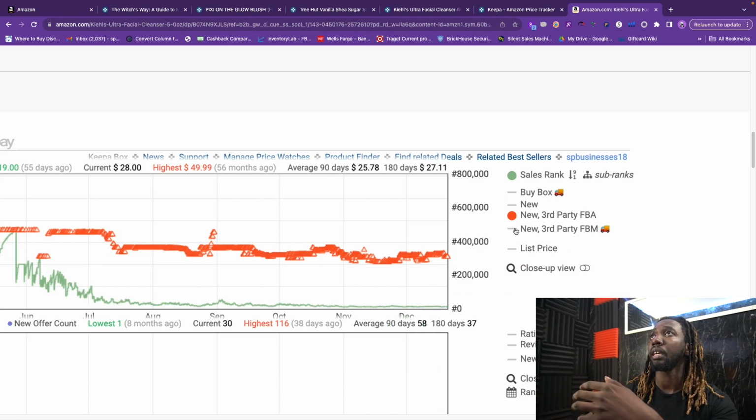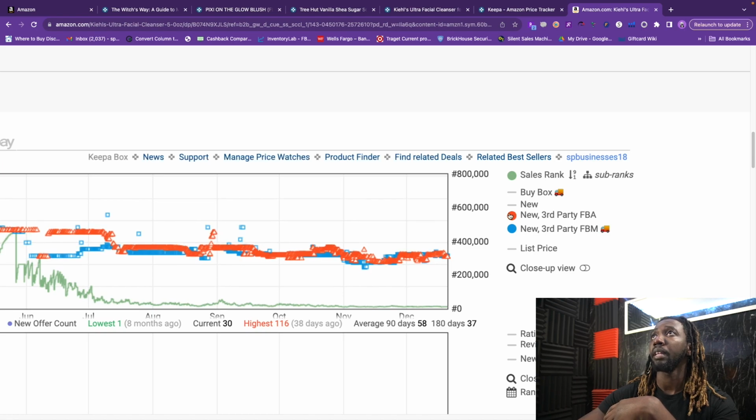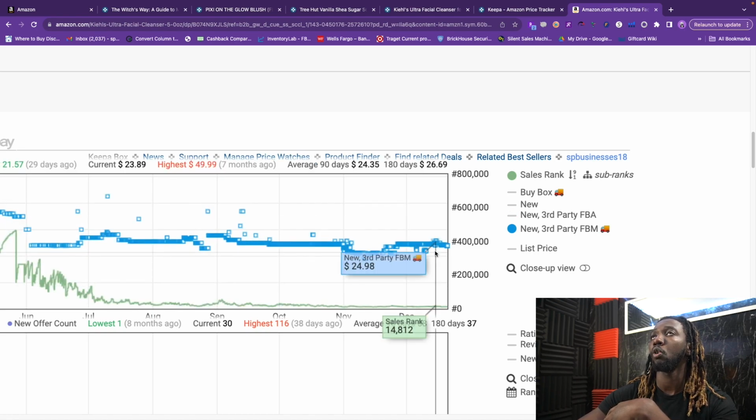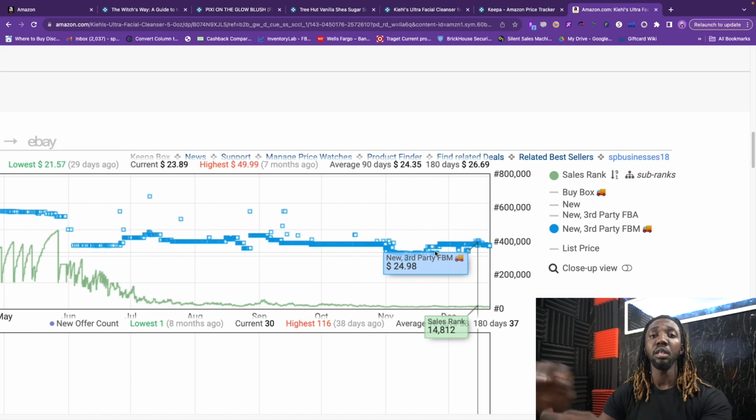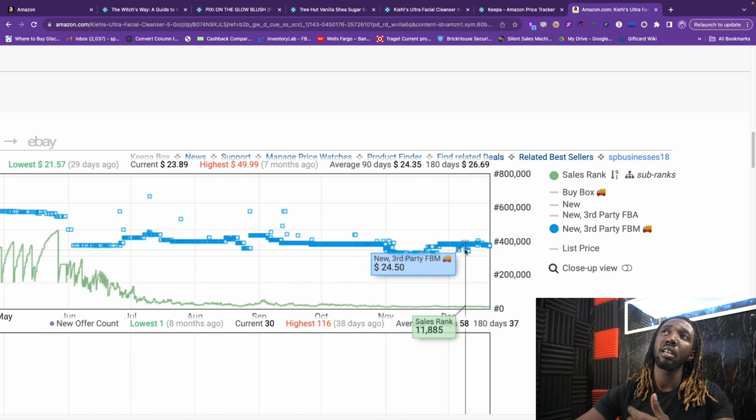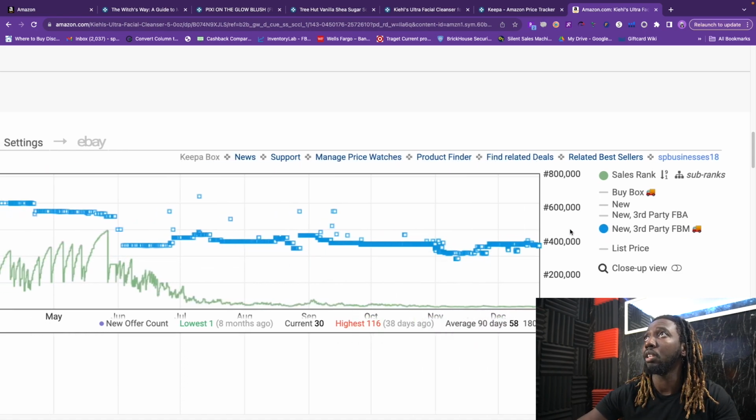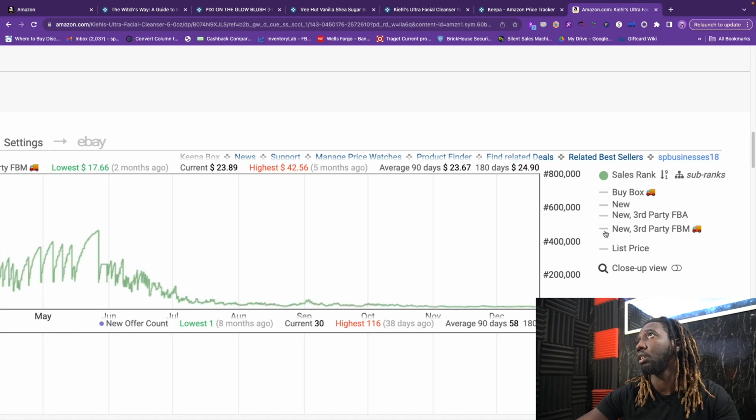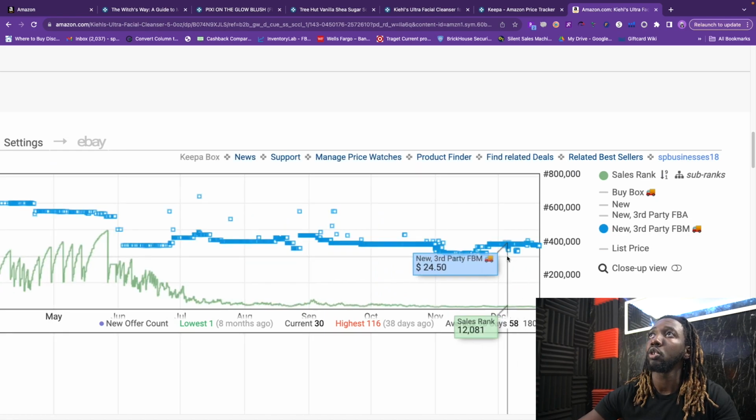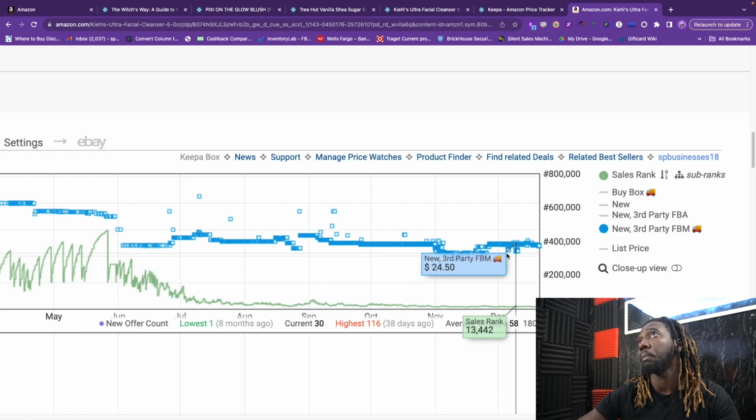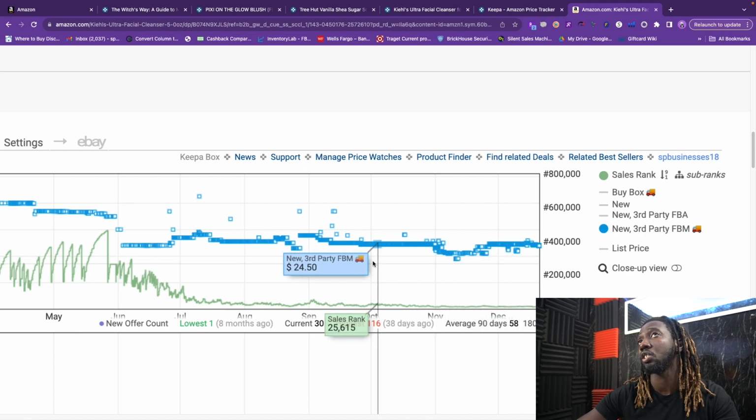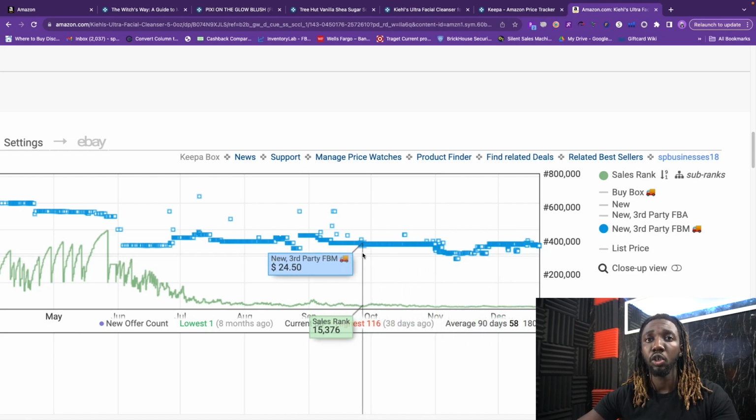The next thing we're going to look at here is FBM. Now, if you choose to keep this home and FBM it, meaning you ship directly to the customer when they buy it, then you'll be looking at the blue squares here to compare. And of course you can toggle these on and off by clicking on it. If you're an FBM seller, you want to be comparing to these prices mostly, because chances are these are going to be your competitors. You're going to be competing against these guys, right?